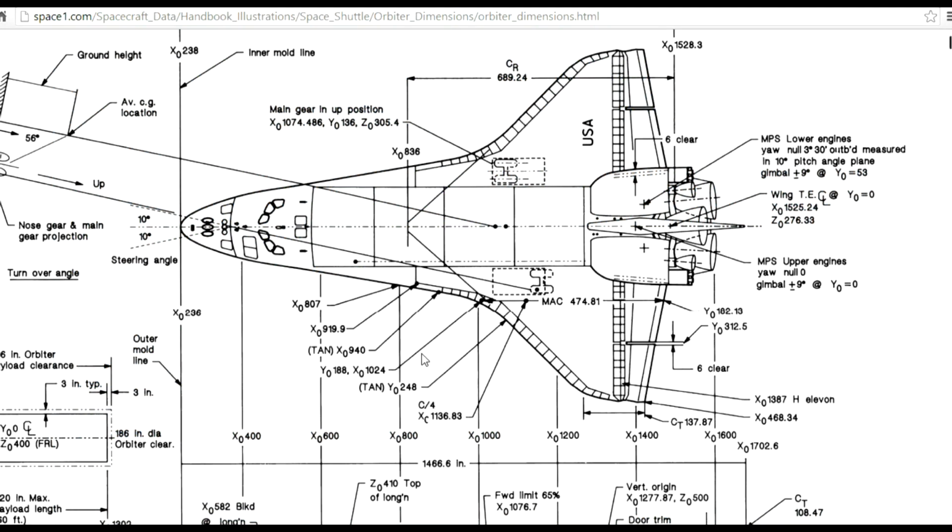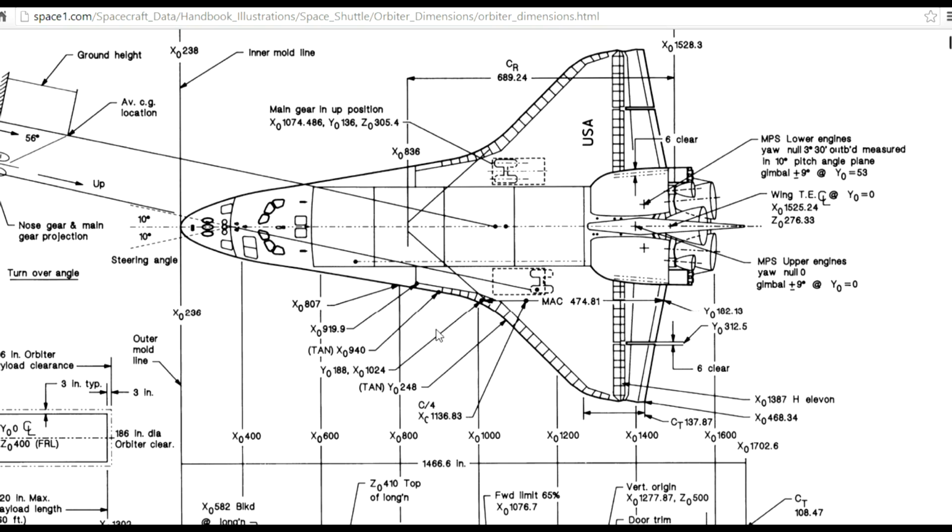We can go back and take a look at this website that I had here, where I found this really good image of the shuttle, and this will make much more sense. See, mean aerodynamic chord, 474 inches, and it goes right through there, just like on the image that I had drawn. Also shown on here is the tip chord right there, 137.87. So this picture made things much easier for calculating those sorts of values.